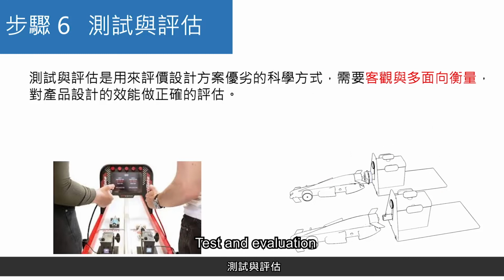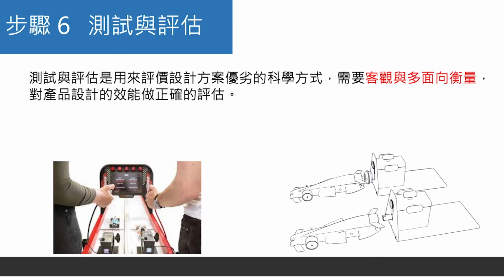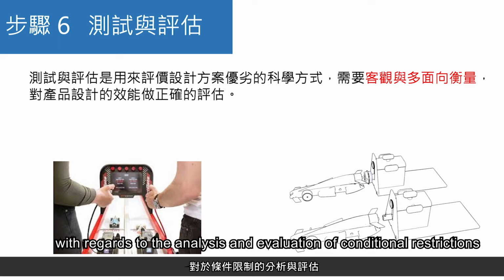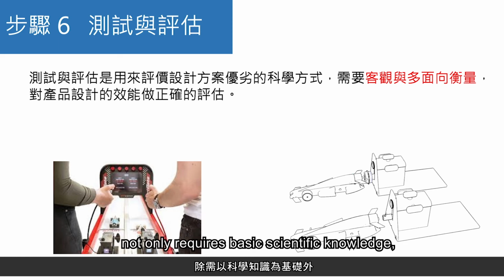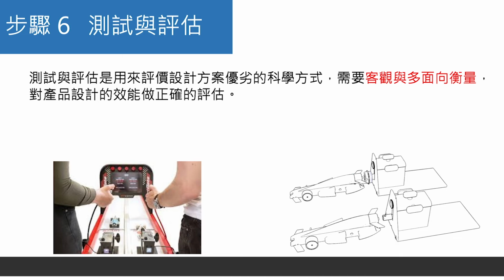Step 6. Test and evaluation. Test and evaluation is a scientific method used to review the pros and cons of a design solution. It requires objective and multi-oriented measurements to correctly review the product's efficiency. The engineering design process, with regards to analysis and evaluation of conditional restrictions, as well as choosing of feasible solutions, not only requires basic scientific knowledge, but relies more on the performance of tests and evaluations.